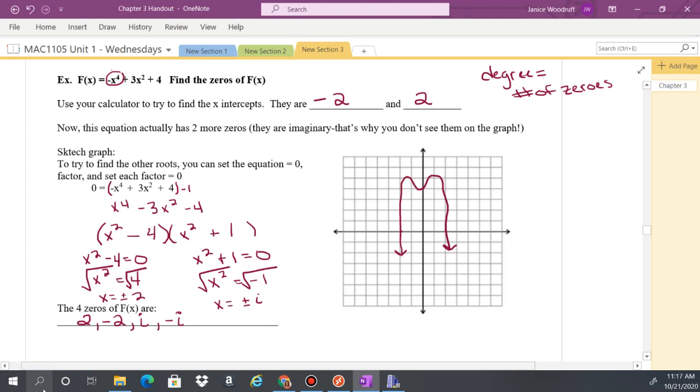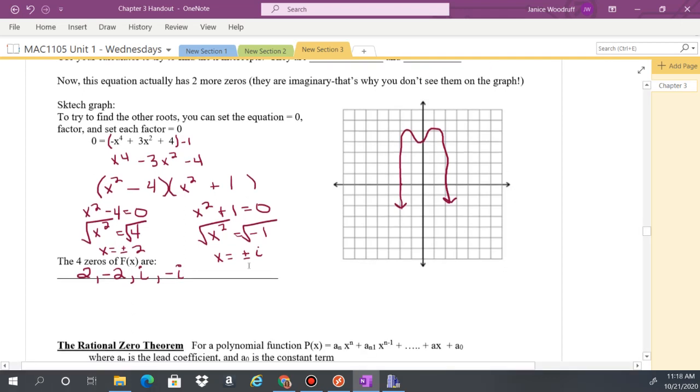Now, how would I check that? I'm not going to do it, but I'm going to show you how you check it. You make them into the factors. So if I wanted to check this, I would just go x minus 2 times x minus -2, so x plus 2, times x minus i, times x minus -i, so x plus i. So I've got to multiply all that out. That should get me back to the function.